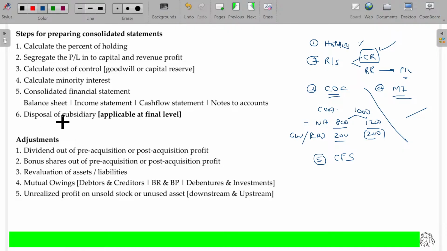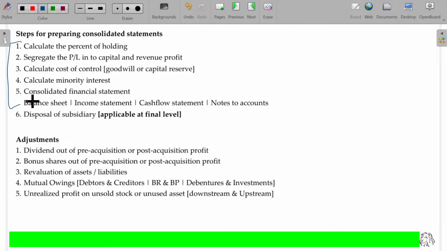And of course, the 6th one: this may be a subsidiary company. By holding more than 50%, the other company will be considered a subsidiary company for this company. But later I disposed of around 40 or 50% of the shares. Thereafter, I don't have the controlling rights. So the subsidiary status is now lost. How can we treat that? That will be called disposal of subsidiary, usually applicable at the final level. You don't need to worry about it. So you have to follow these 5 steps. That's more than enough. By keeping these 5 steps, you can solve all the basic illustrations.